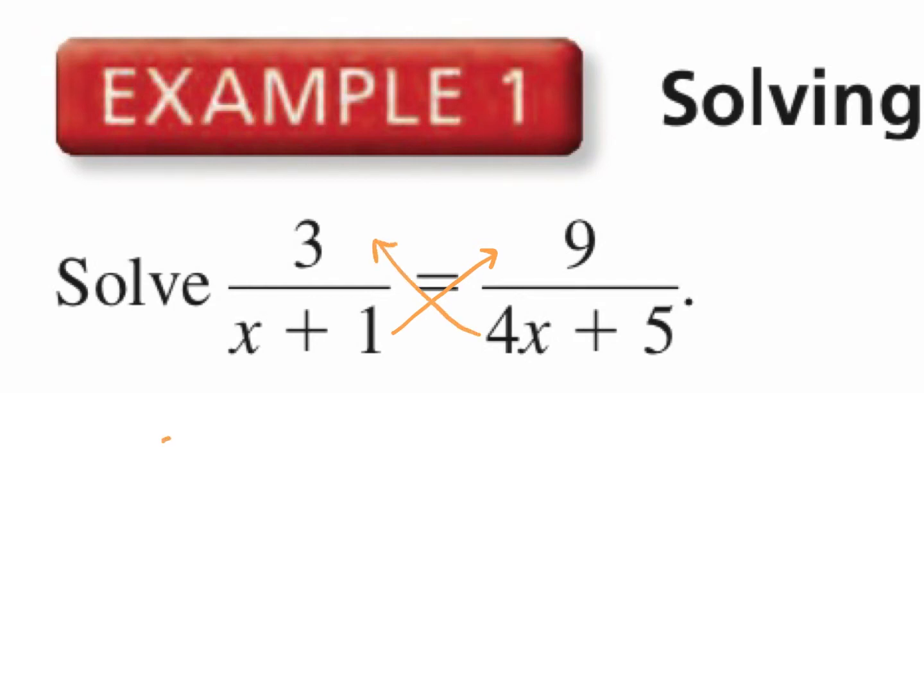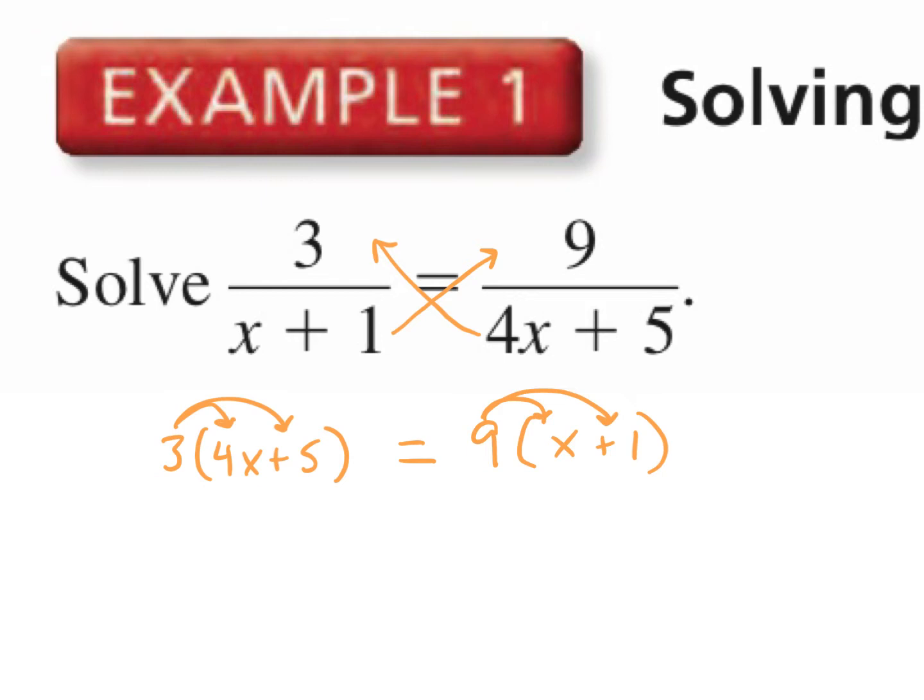So on the left side, we have 3 times 4x plus 5. And then that's equal to, on the right, we have 9 times x plus 1. What do you think our next step should be to solve? We've got to distribute into our parentheses on both sides. So 3 times 4x gives us 12x. 3 times 5 is 15. And then that's equal to 9 times x is 9x. 9 times 1 is 9.